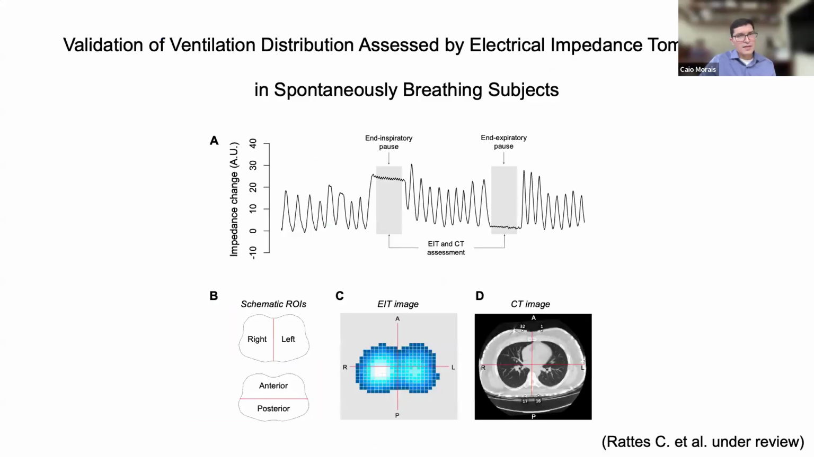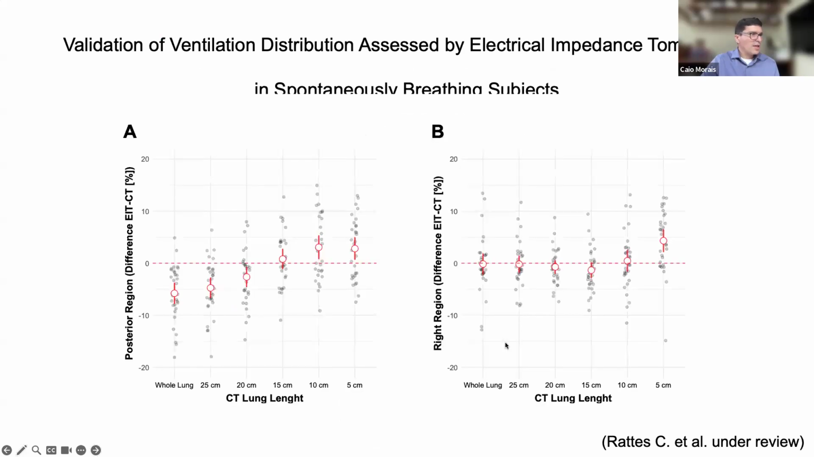Recently, we finished a validation study in patients under spontaneous breathing. This is under review. We used the same approach using CT and EIT, dividing the lung into different regions of interest, as you can see here. And one interesting finding was that the EIT image better represents a lung thickness close to 15 centimeters. This is new information in our field.